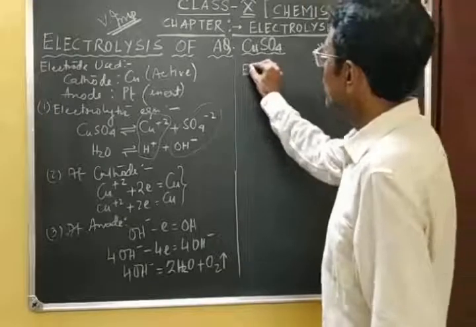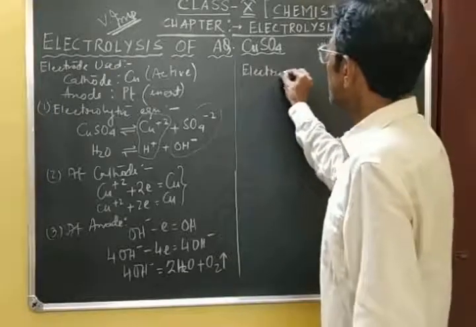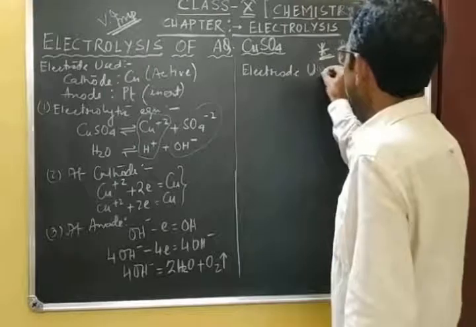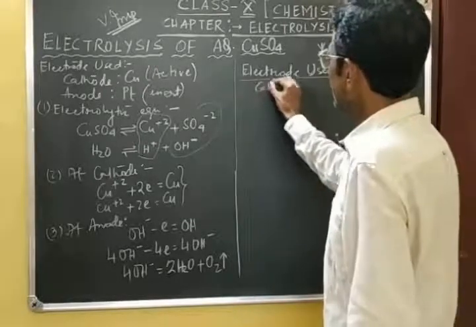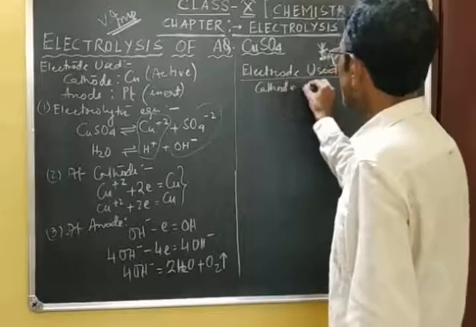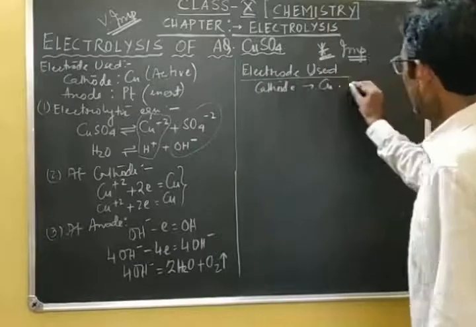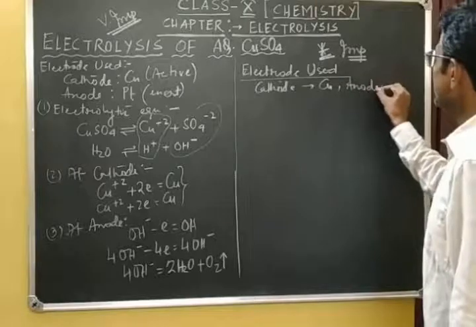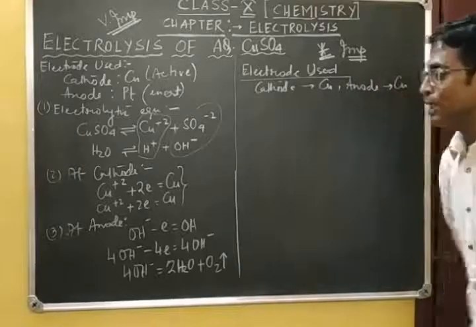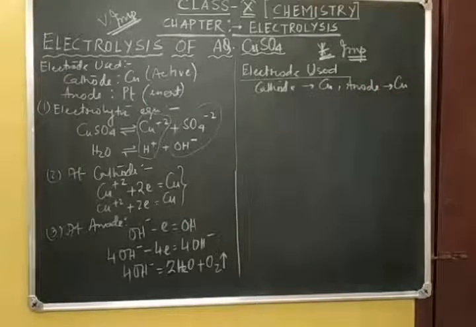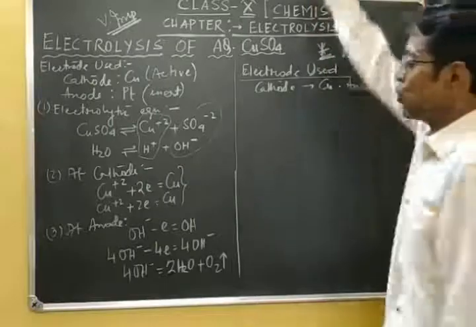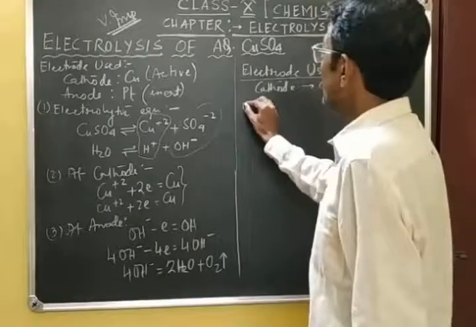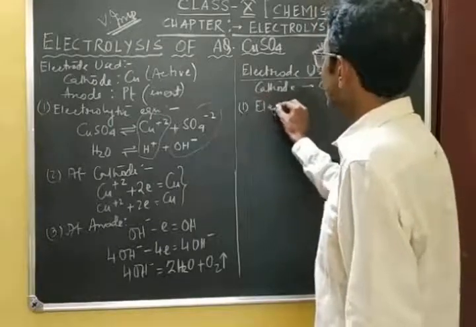Here the electrodes used: both electrodes, that is the cathode will be copper and the anode will also be copper. So here one thing will be different at the anode and cathode. The electrolytic equation will be the same. So we should write it like this. Number 1, electrolytic equation.